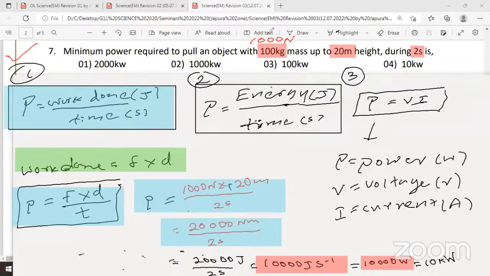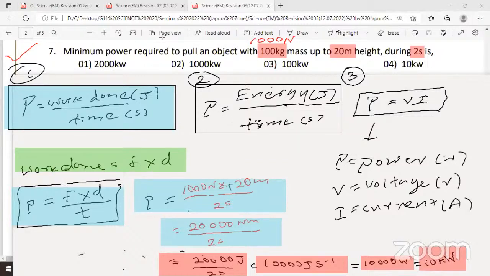Remember, kilowatt is simple k, capital W. If you write capital K for kilo, it will become Kelvin watt. Capital K is for Kelvin, simple k for kilo. You have to be careful about the units when you are writing, because if you write the wrong units, you sometimes will not get marks for the final answer. Therefore, 10 kilowatt. Those who got the second answer, I think you have not paid attention to the units. So you should know how to convert watt to kilowatt.